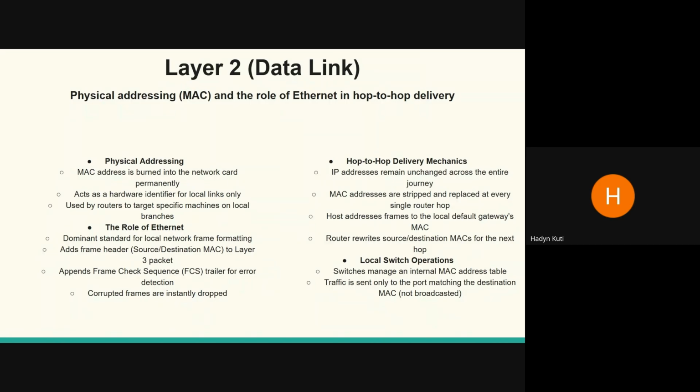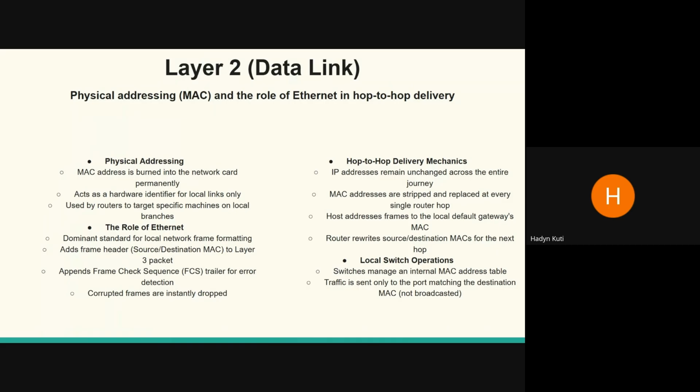It wraps the layer 3 packet inside a frame header containing the source and destination MAC addresses. Before the data hits the wire, Ethernet slaps this header onto the front, ensuring the local network switches know exactly which physical port needs to receive the data next.